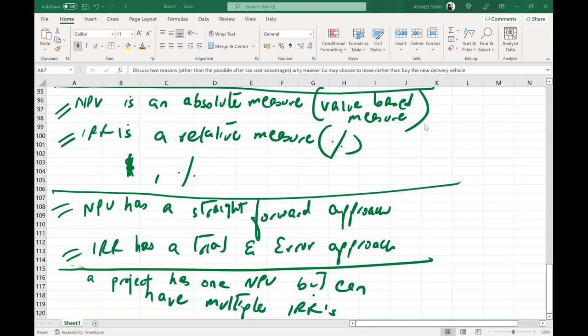Jawad, as far as your question is concerned, there is no deep explanation, just a rote learning thing, advantages and disadvantages of NPV and IRR. It's not a conceptual requirement, it's a learning requirement.